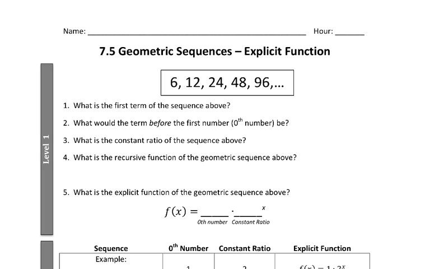7.5, geometric sequences, explicit functions. What does that even mean? What that means is, we've talked about ways to write recursive functions for these geometric sequences, and that's cool, but what if we don't know the numbers before it? Like, what if you have a geometric sequence and you want to know what the 20th number is or something like that? We need some kind of an explicit function.